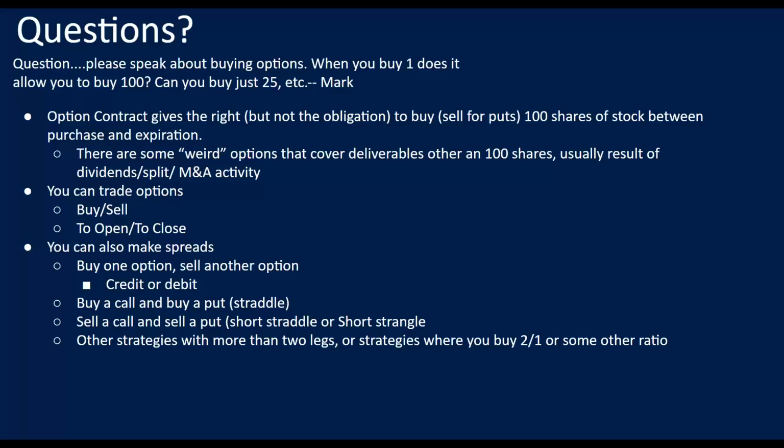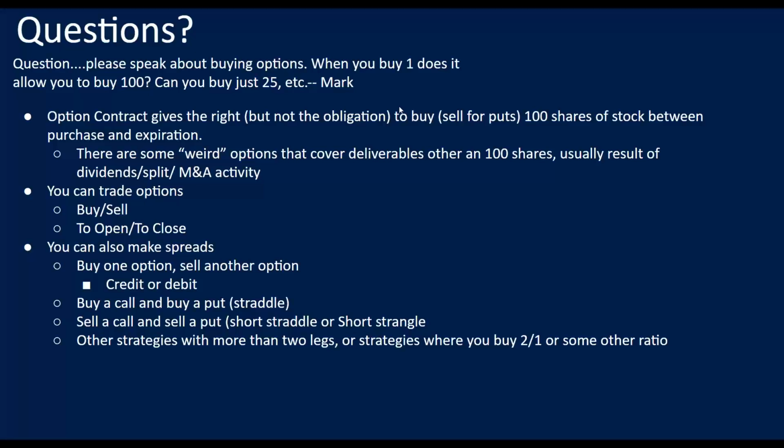Like you can't just show up at the stock market and say, I would like an option that covers 25 shares or 38 shares or whatever. You can't do that. You buy one option contract, it covers 100 shares. That's the standard unit. And like I said, there are these weirdos out there, but most people don't even trade them. They just close and that's it. So you can trade options. You can buy, you can sell.